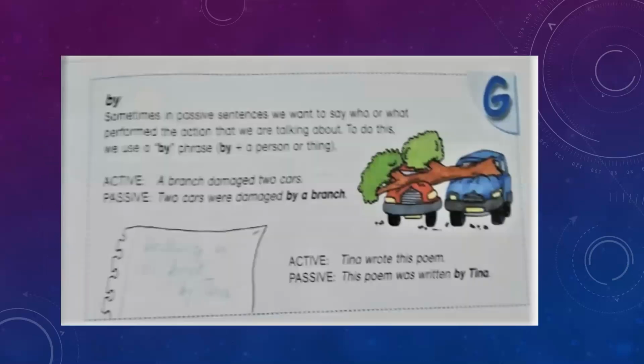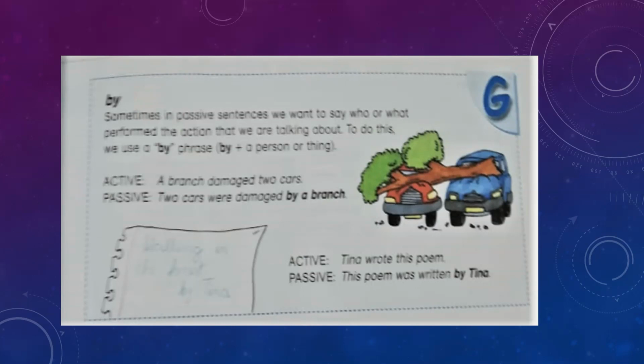Understand? Now come to the next one, use of by. Sometimes in passive sentences, we want to say who or what performed the action, or who is the doer of the action which we are talking about. To do this, we use by before the person who is the doer of the action. Look at the active sentence: A branch damaged 2 cars. So when you make the passive, you have to make the formation: 2 cars were damaged by a branch. So branch here is the doer or performer of the action.